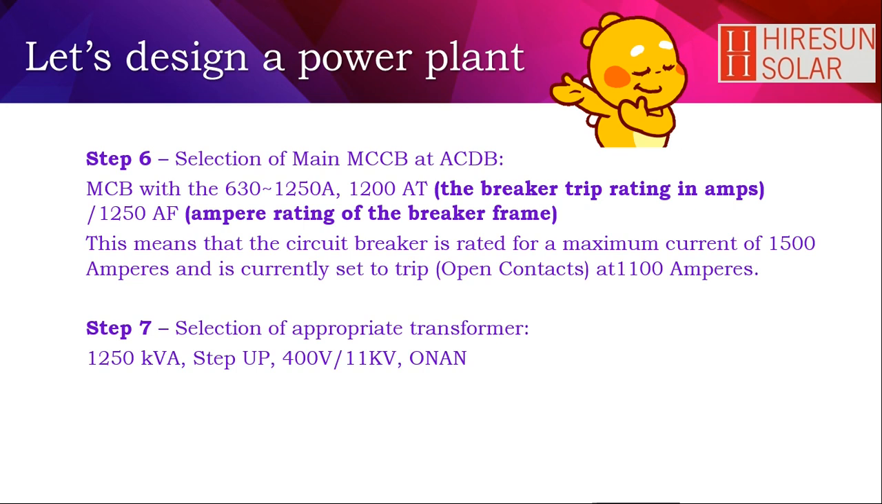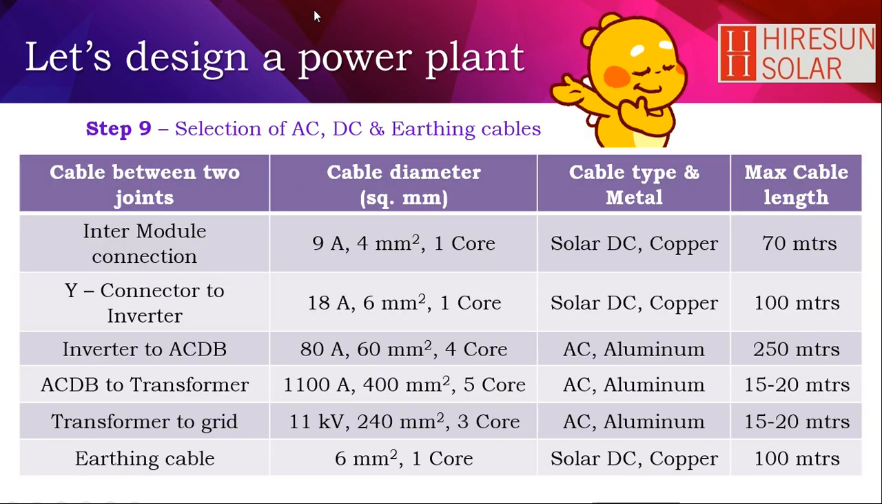In step 7 we consider the selection of the appropriate transformer, which is a 1250 kVA step up transformer. It will step up 400 volt to 11 kilovolt, and it is of oil natural, natural cooling type. With this we have designed the transformer, and accordingly we can go further. This 1250 kVA transformer, that is 1.25 MVA, is available in the market.